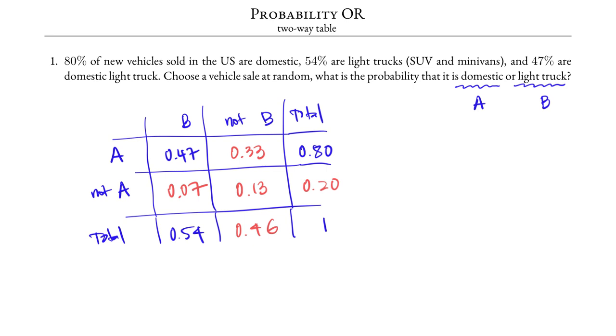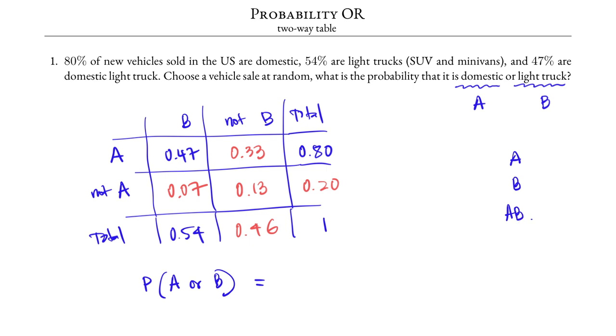Now that we completed the two-way table, we can answer the question. We're looking for the probability that the vehicle chosen at random is domestic, A, or light truck, B. This is A or B or both A and B. And so we will pick up the probability of A, the probability of B, or the probability of A and B. As long as the box contains any of these, we will select it.